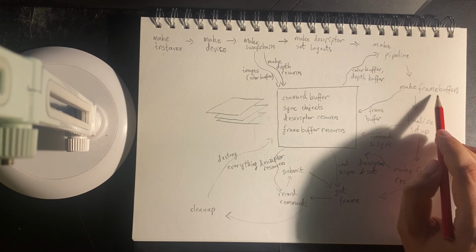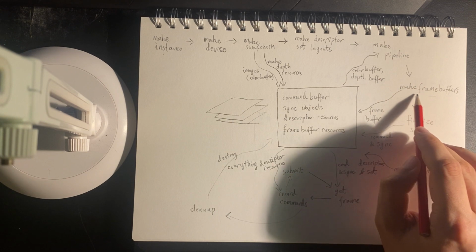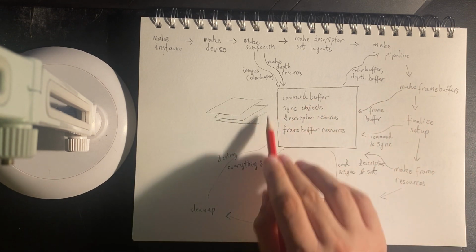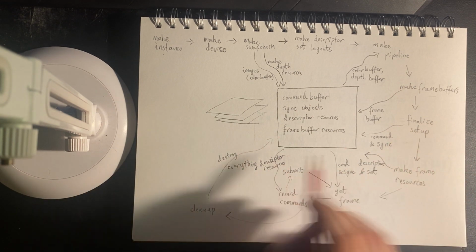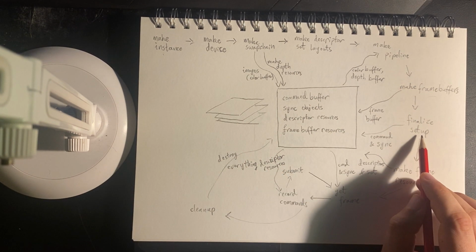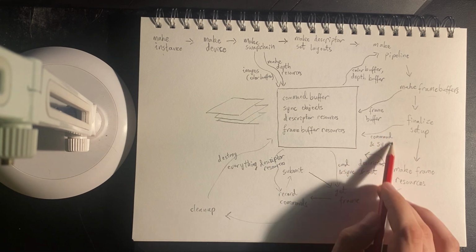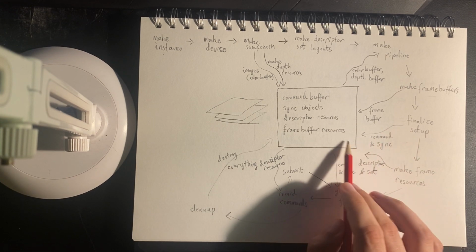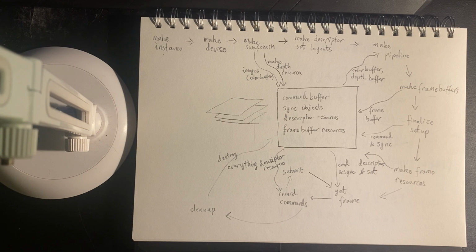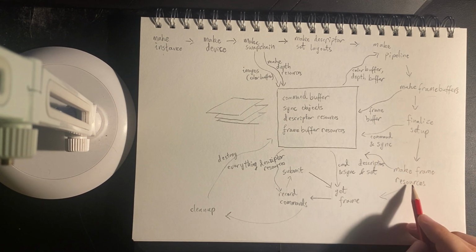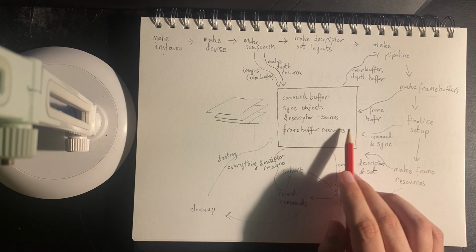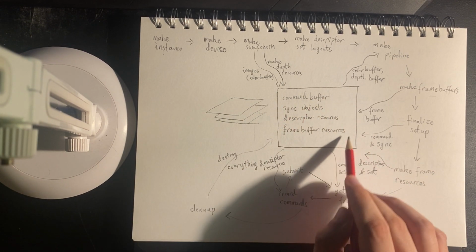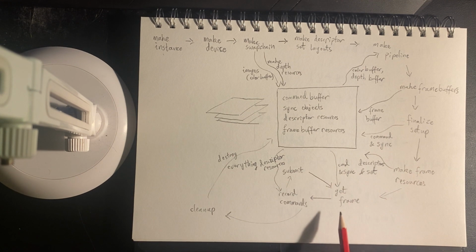And then we make the frame buffers, and at the point of making the frame buffers, we create a frame buffer for each of the images on the swap chain, frames on the swap chain. Then we go and finalize the setup, at which point command buffers and synchronization objects are created and sent to each frame. And we make the frame resources, at which point we create the descriptor resources and write them to a descriptor set. Then we come time to the render loop.